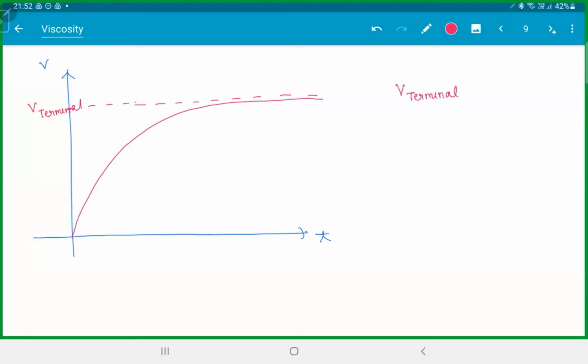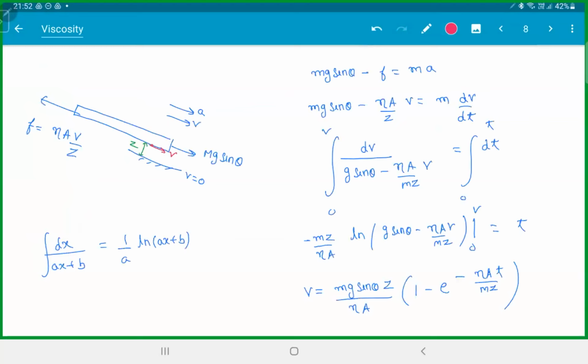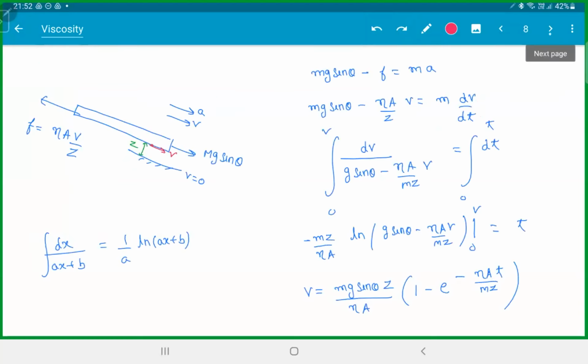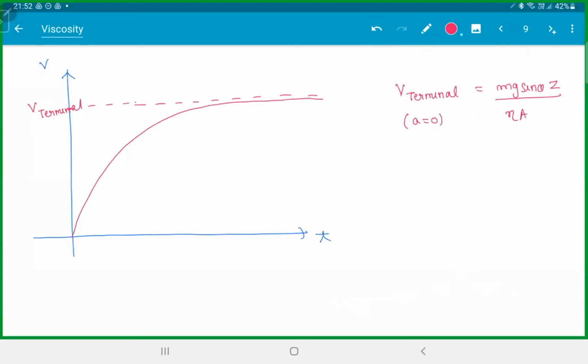So when you reach v terminal, acceleration is 0. If you just want v terminal, put this as 0, and directly the value of v will come from here. Keep that in mind. If you just want v terminal, you need not do all this integration. Directly, acceleration is 0, and the value of v comes out. So this would be mg sinθ z by η a. That is your terminal velocity.